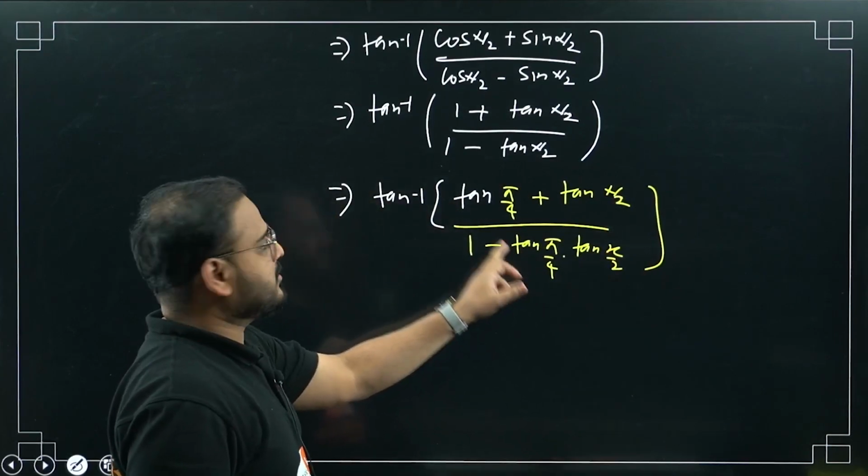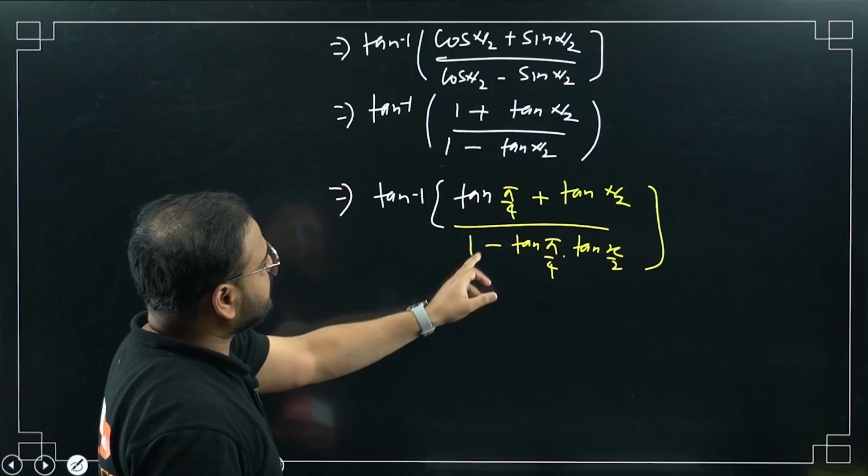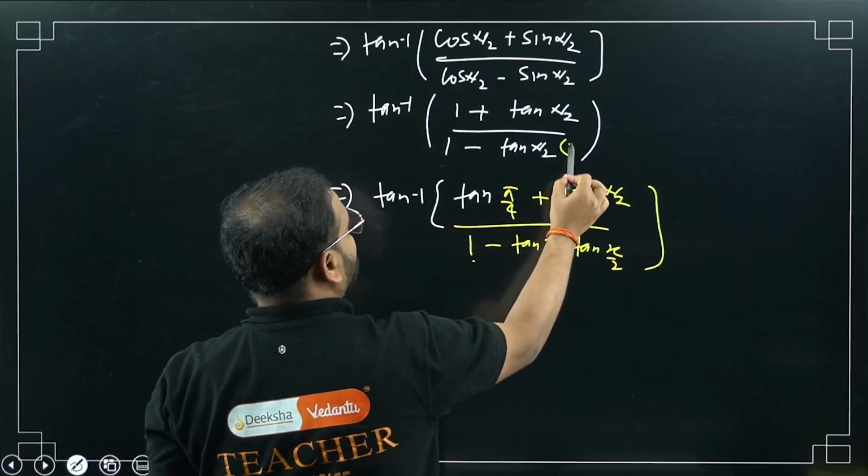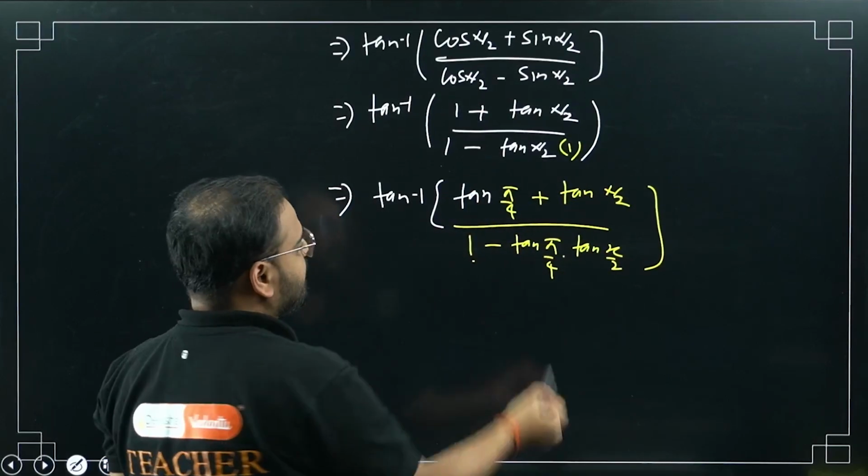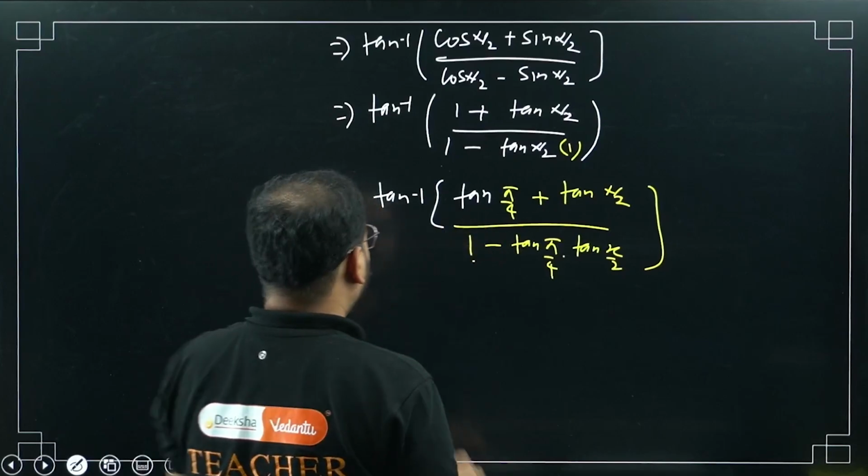Tan pi by 4 is how much? 1. That's why I'm writing everywhere the 1 is, not this one. Nothing is multiplied over here, so what is it going to be? Nothing is multiplied means 1 is multiplied. So I'm writing 1 as tan pi by 4. This is the formula, right?